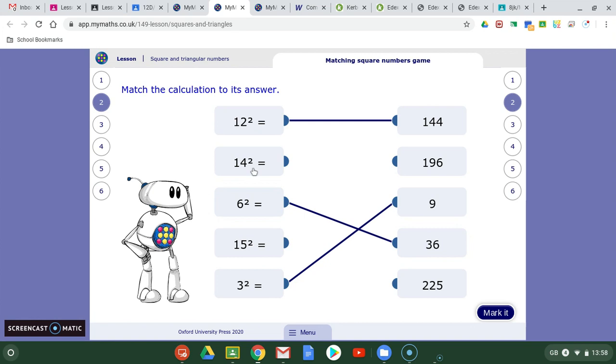14 squared, well, we've got 14 squared or we've got 15 squared. Well, we know 14 squared is going to be less than 15 squared, isn't it? 14 times 14 is going to be less than 15 times 15. So we can match that one to that one, and we can match that one to that one, because we know if it ends in a 5 and it times itself by a 5, it's going to end in a 5 over here. So we know that those two match up. So we've got 100% there. Lovely.